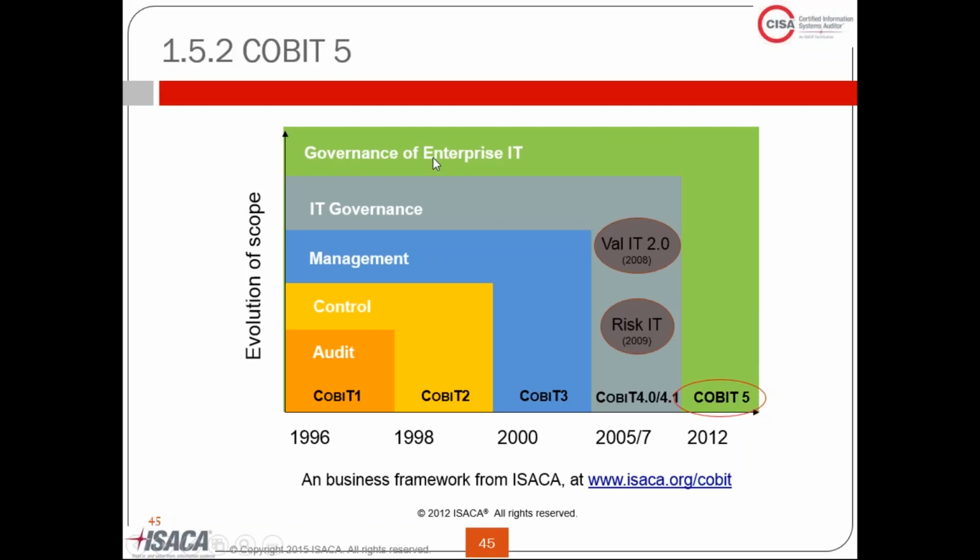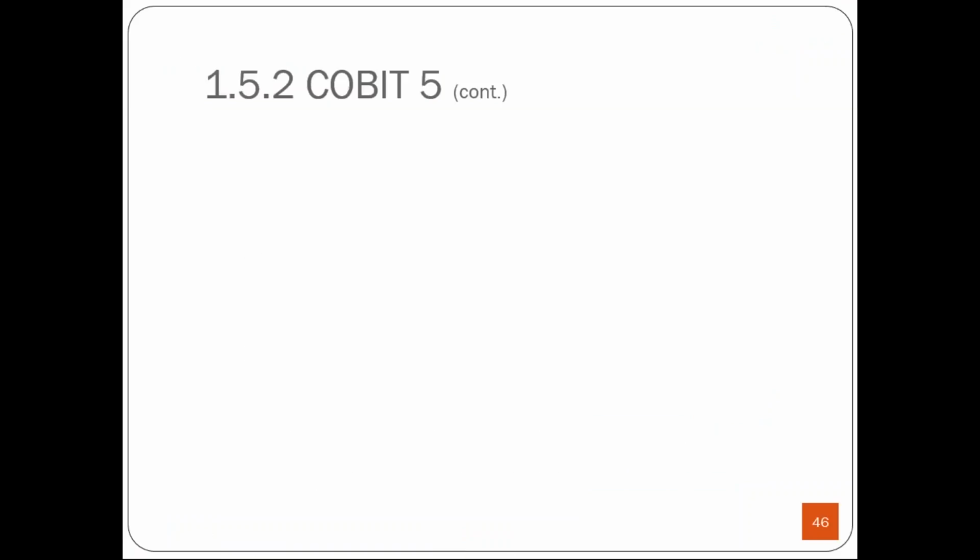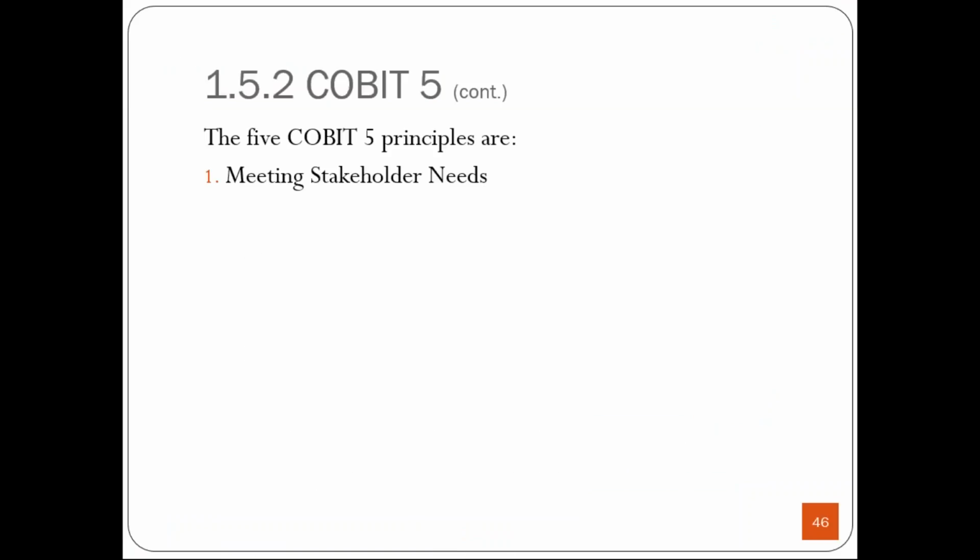Governance is the idea that you govern your IT infrastructure from end to end, all departments, all units, all business data. That's what enterprise means. That's why we have enterprise resource planning. It's the entire enterprise. These are the 5 key principles of COBIT 5.